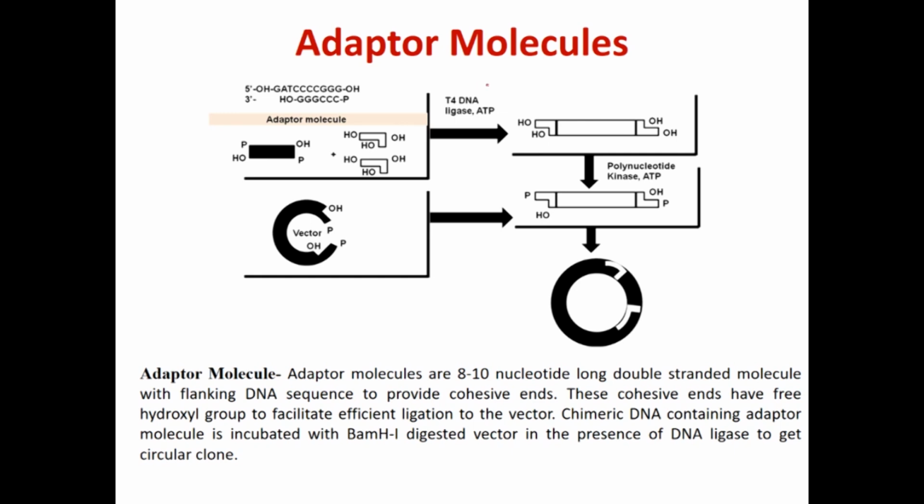You add the T4 ligase and ATP, and it is going to attach the adapter molecule on both sides of your foreign DNA. Once the adapter molecule is attached, the species you get afterwards is the same as what you get with the linker molecule. Then you do a simple ligation reaction with the vector, which you have also digested with the same set of restriction enzymes, and it is going to give you the recombinant DNA.